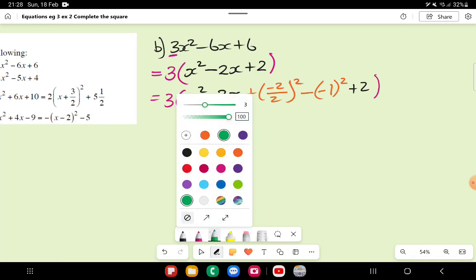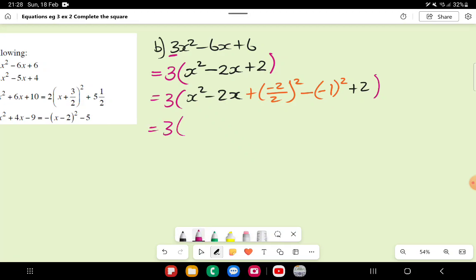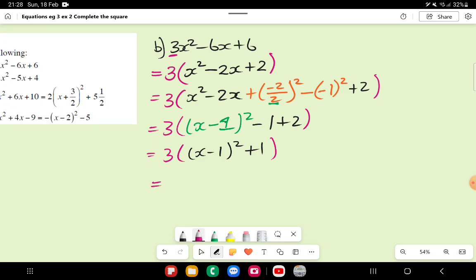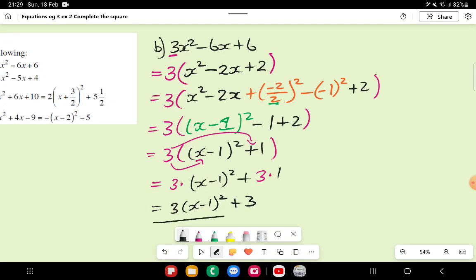Now I'm going to do my green bracket, which is going to say this is 3, open pink bracket. Green bracket is x minus 1, which is this one, squared, minus 1 plus 2, close pink bracket. So that becomes 3, open bracket, x minus 1 squared, plus 1, because 2 minus 1 is a positive 1, close bracket. And therefore, I now do the distributive property. I have 3 times x minus 1 squared plus 3 times 1. So that gives me 3 times x minus 1 squared plus 3. That's question B.